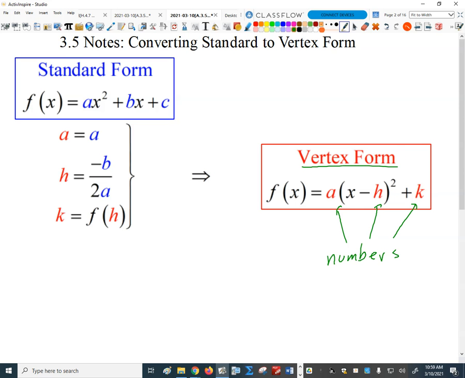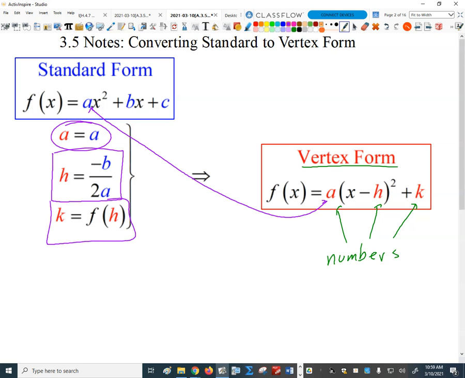Well, we already know how to do that, right? Look, the a is already done. If I'm starting off in standard form, the a's are the same. So I get one of those numbers for free. The only other ones I need to calculate are h and k, and that's where I'm using my formula for h and my formula for k to figure out what those numbers are so I can plug them into my vertex form template. That's it. We already have all the ingredients.